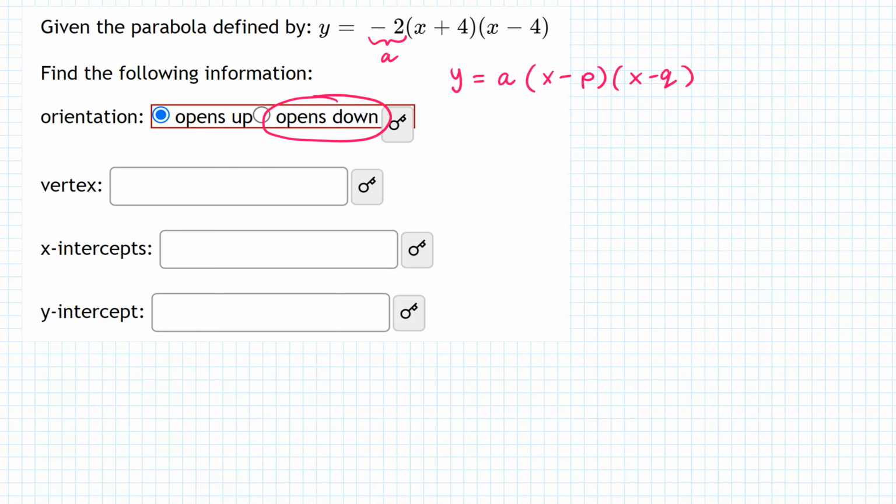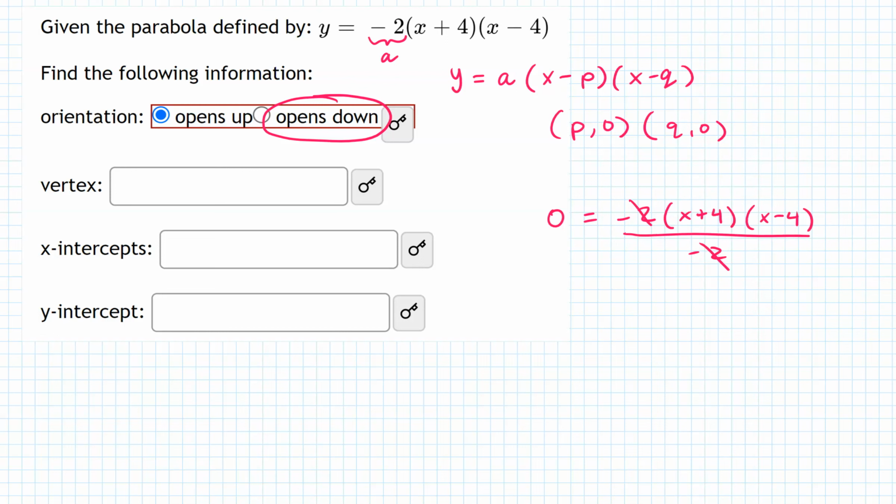Now we want to look at the vertex, the x-intercepts, and the y-intercept. Before I do the vertex, I'm going to find the x-intercepts because I think those are a little bit easier to find. Whenever we have factored form, the x-intercepts are going to be (p, 0) and (q, 0). The reason is that if we set our equation equal to 0, so 0 equals -2 times (x plus 4) times (x minus 4), if I'm solving for x, I can divide both sides by -2. And so we get 0 equals (x plus 4) times (x minus 4).